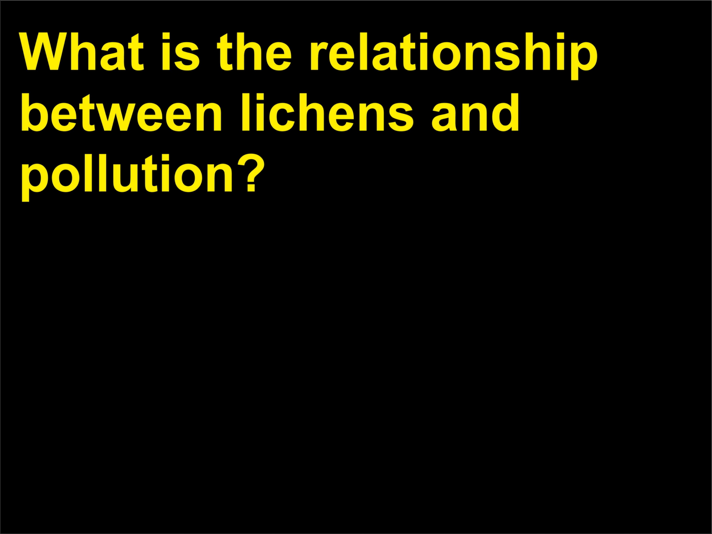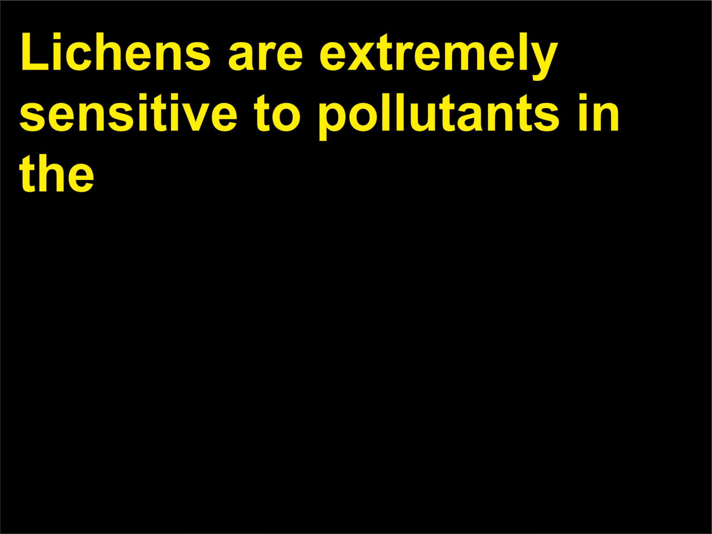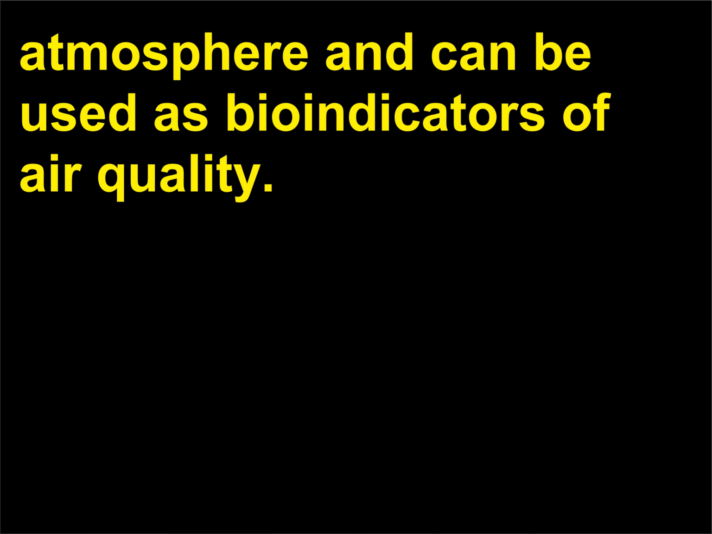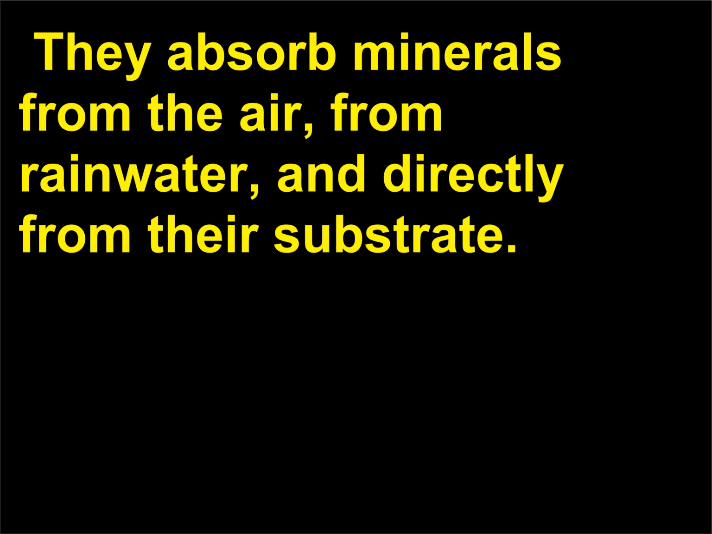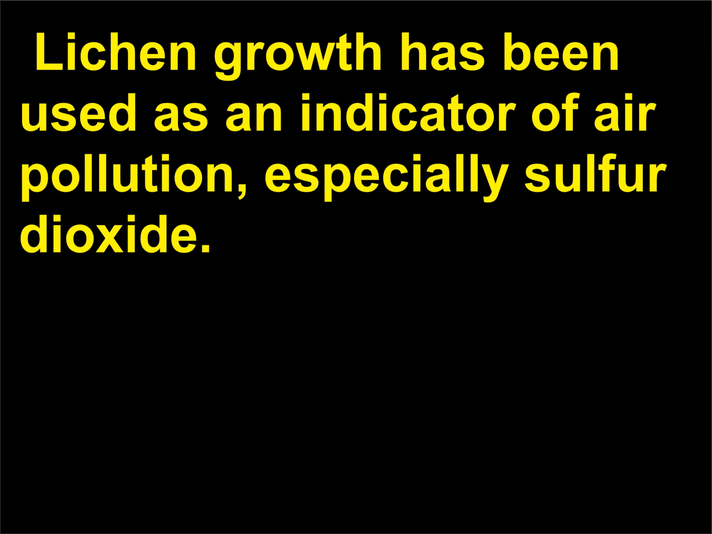What is the relationship between lichens and pollution? Lichens are extremely sensitive to pollutants in the atmosphere and can be used as bioindicators of air quality. They absorb minerals from the air, from rainwater, and directly from their substrate. Lichen growth has been used as an indicator of air pollution, especially sulfur dioxide.